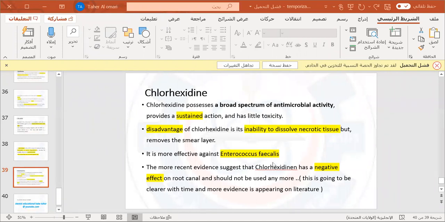One other reason why we don't use chlorhexidine by itself without sodium hypochlorite is its inability to dissolve the necrotic tissue and to remove the smear layer. So we cannot use it alone, although it is very good and effective against E. faecalis, a bacteria we consider one of the most difficult to eliminate.